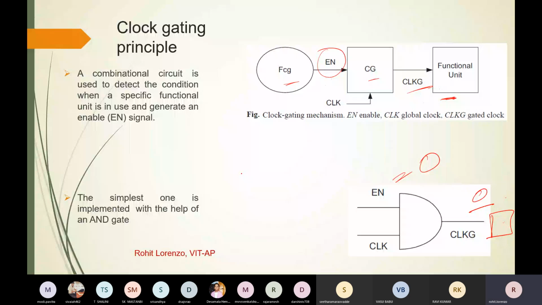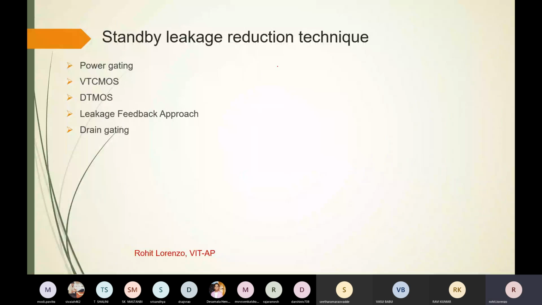Okay, so the next is the standby leakage reduction technique. Till now, what we have studied, our overall focus was on minimizing the dynamic power dissipation.